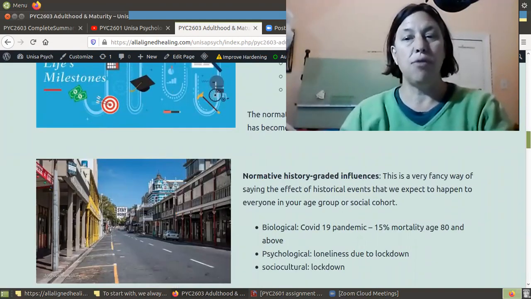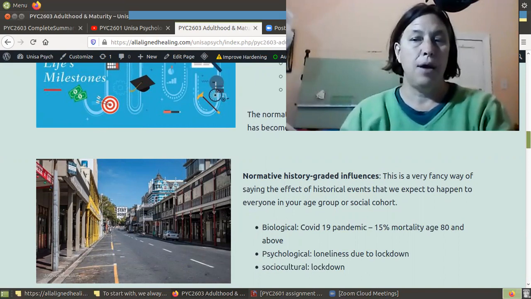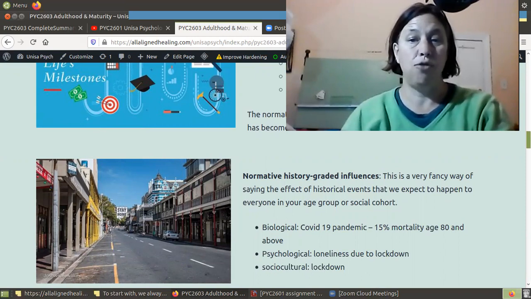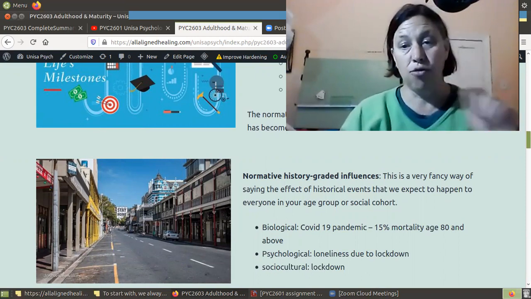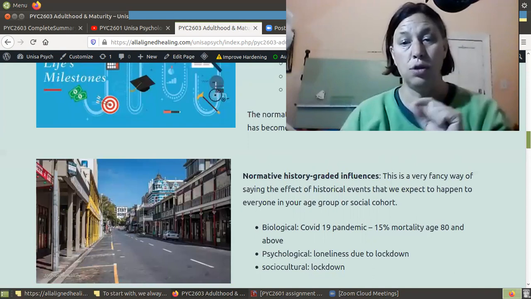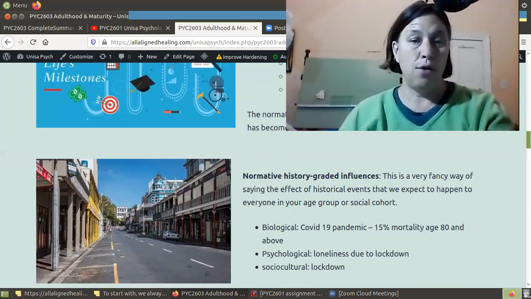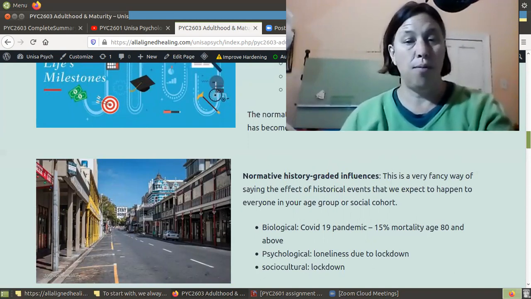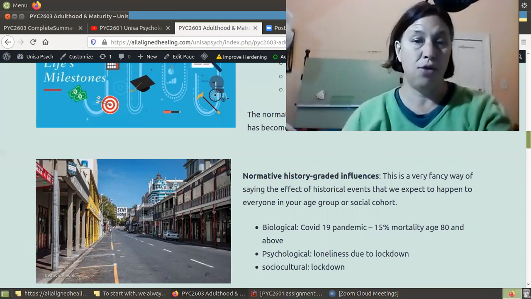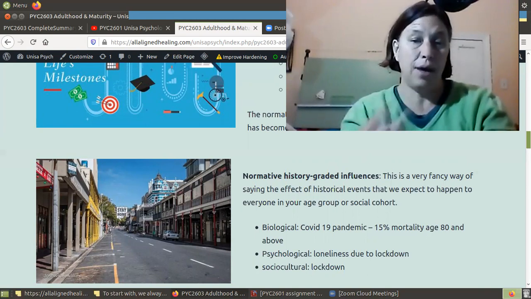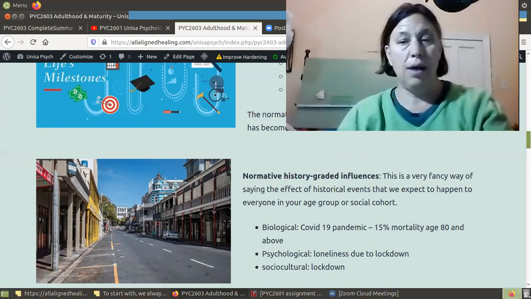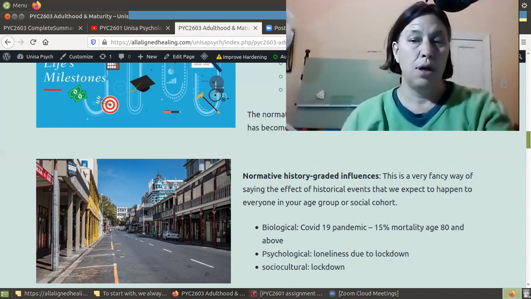Normative history-graded influences. This is a very fancy way of saying the effect of historical events that we expect to happen to everyone in your age group or social cohort. So students at high school, we expect to have problems going to school, problems getting educated, problems accessing education, in that social cohort.